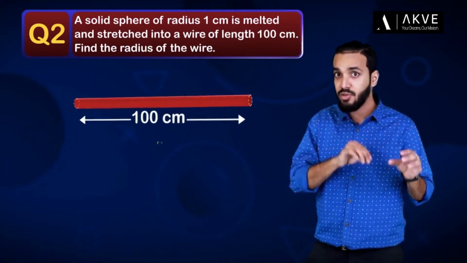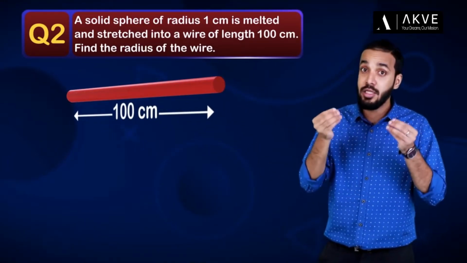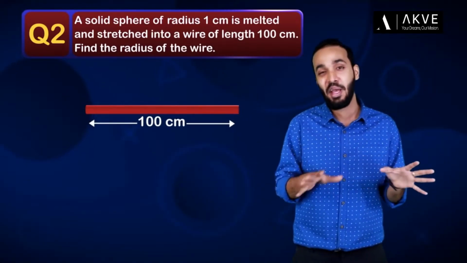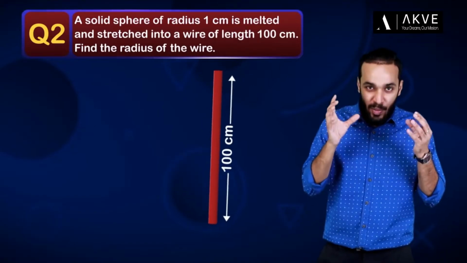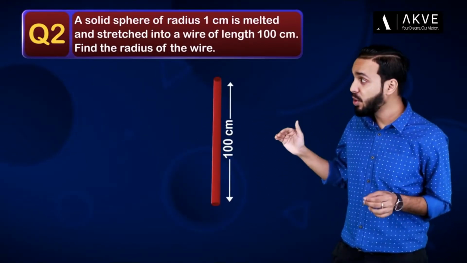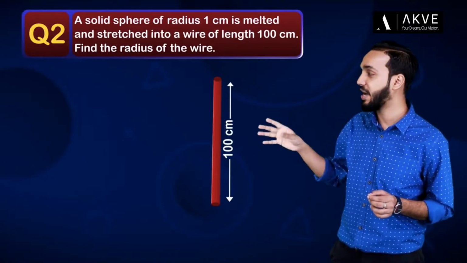Now, we need to find the radius of this wire, for which we first need to decide the shape of the wire. It's a cylinder, right? If you look closely, you will be able to see that it's a closed solid with two parallel circular bases connected by this curved surface.